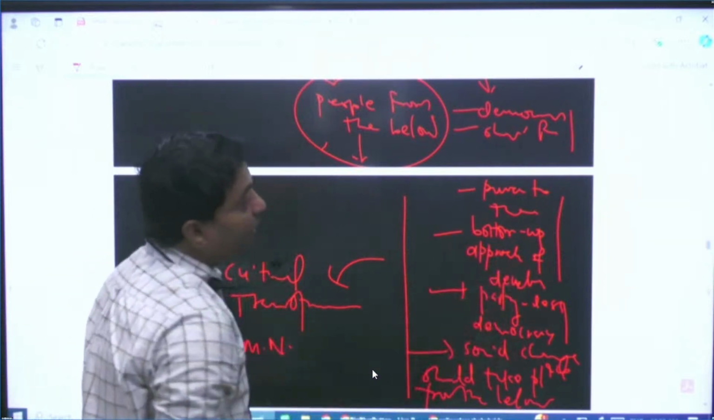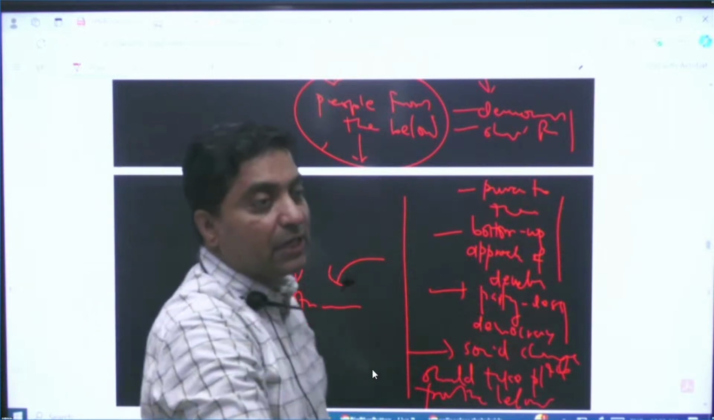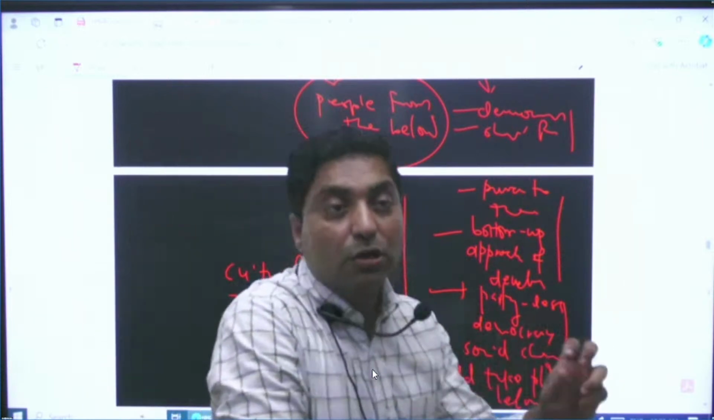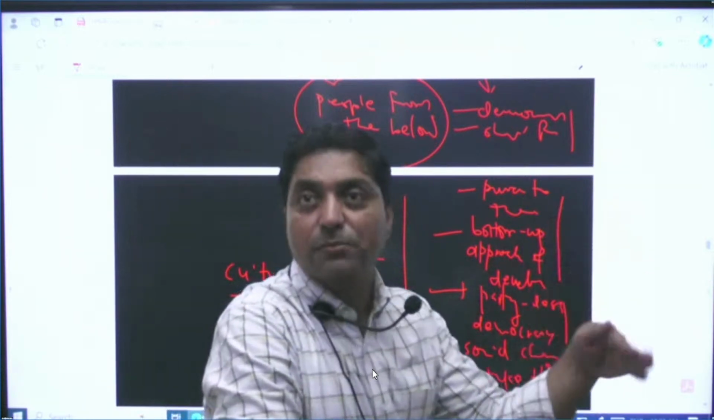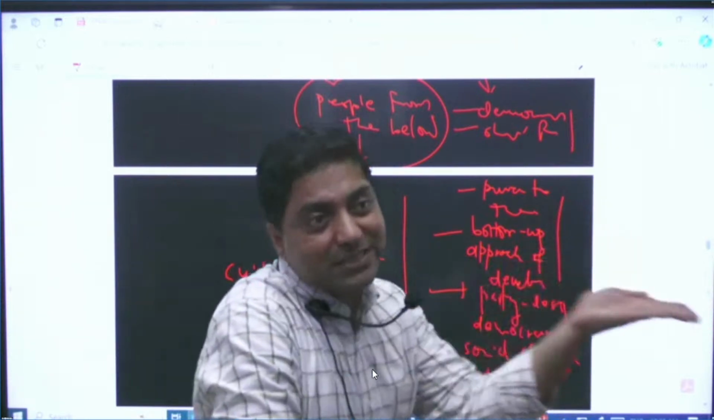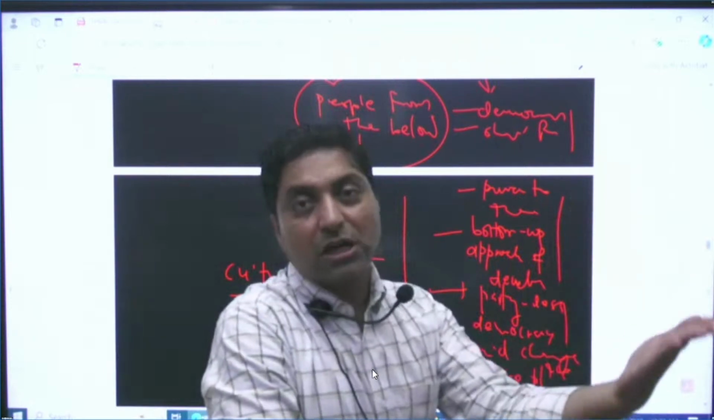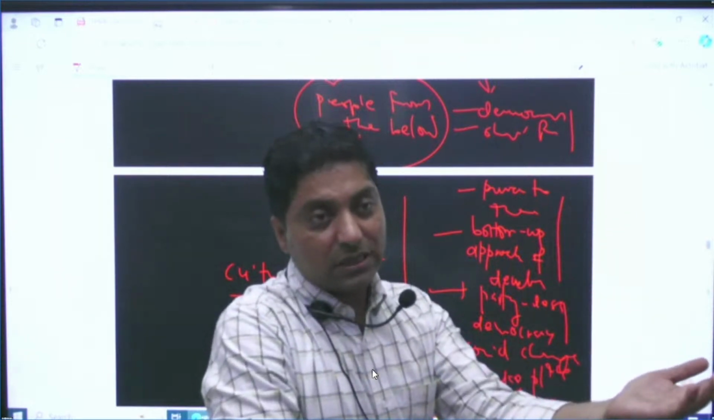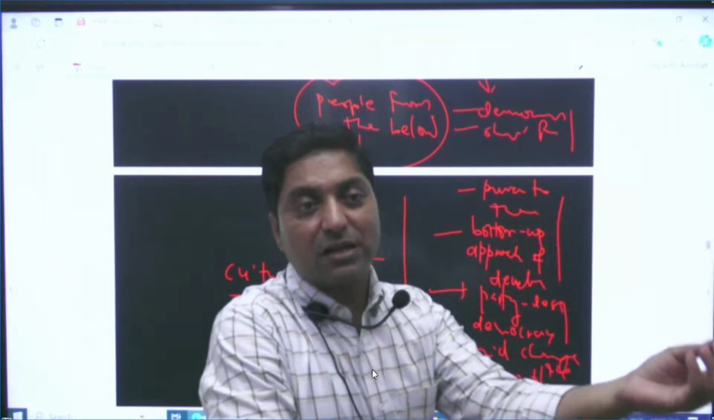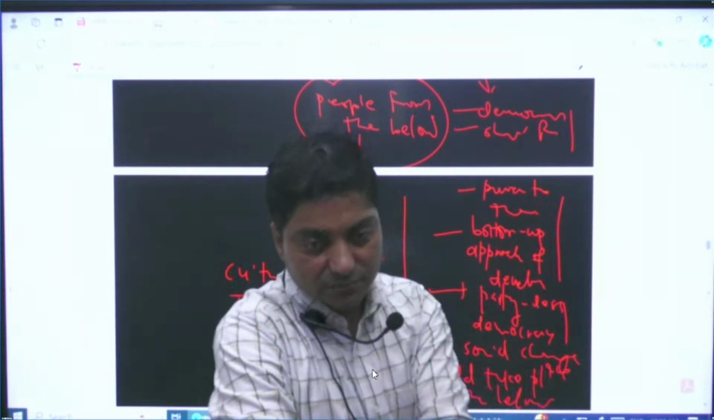So Roy's idea of humanism was basically the humanistic value of Marxism, because Marxism also thinks about the lowest strata of the society. Roy also talked about the lowest strata of the society, right? But there was a difference between Marxism and Roy's idea, right?